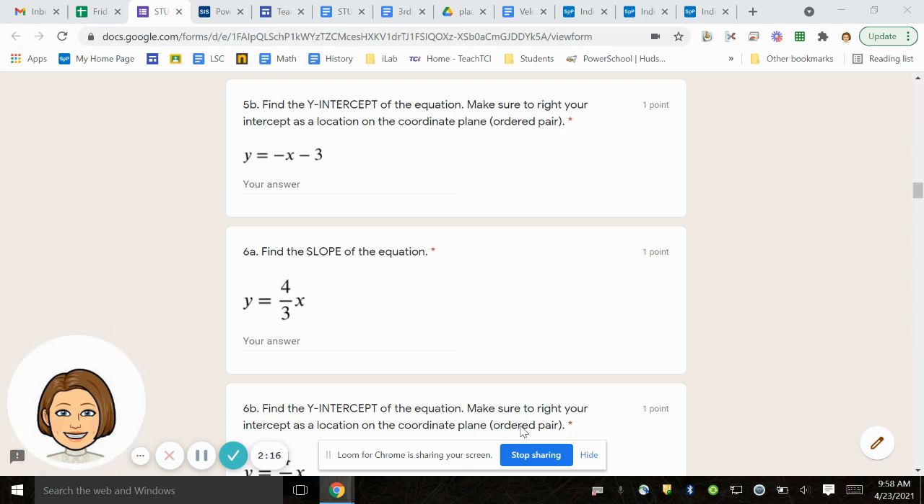Make sure to write your intercept as a location on the coordinate plane. In other words, an ordered pair. Write your y-intercept as an ordered pair. y equals negative x minus 3.